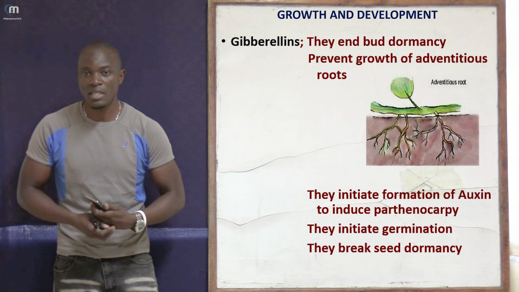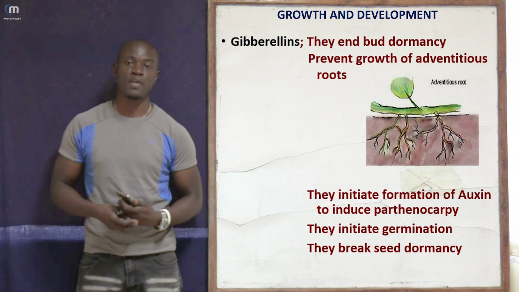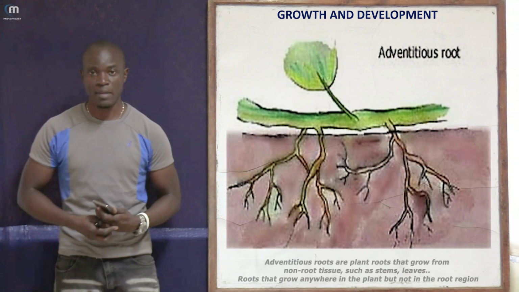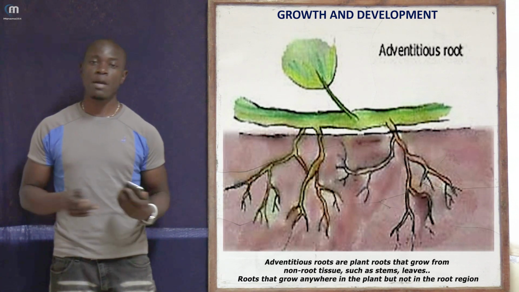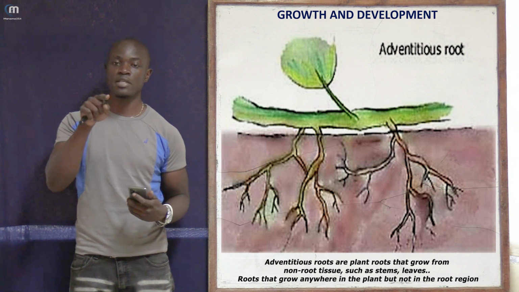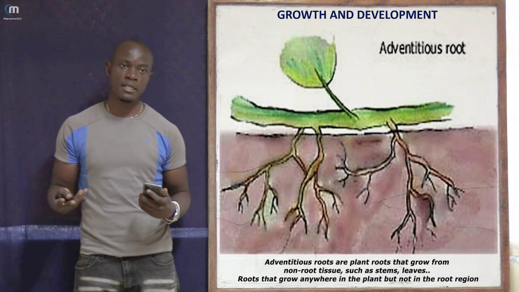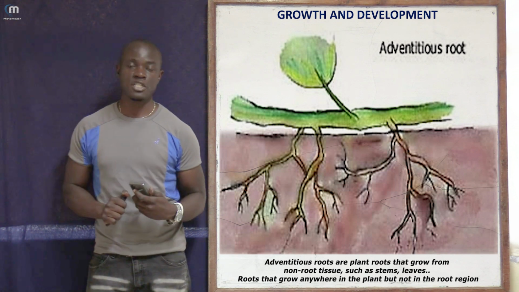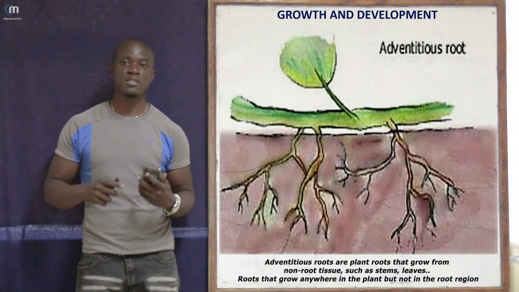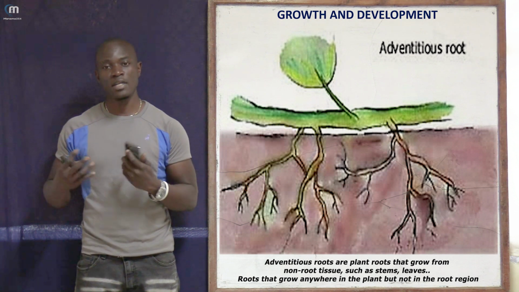Apart from that, you can say that they also prevent growth of adventitious roots of the plant. As you can see in this diagram of the adventitious roots, we study them in science, I think in primary school. The function of the adventitious roots is that these are roots that form from non-root tissue.